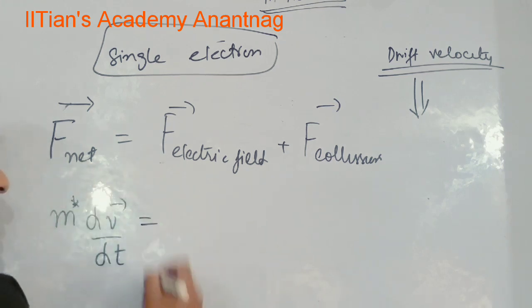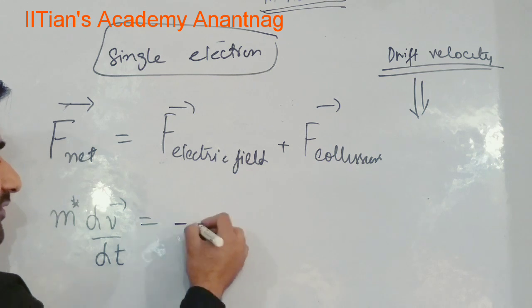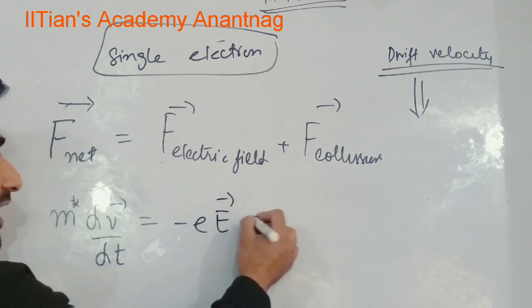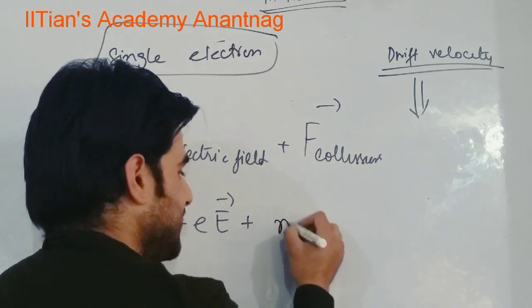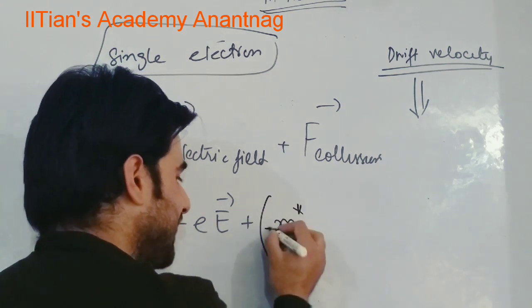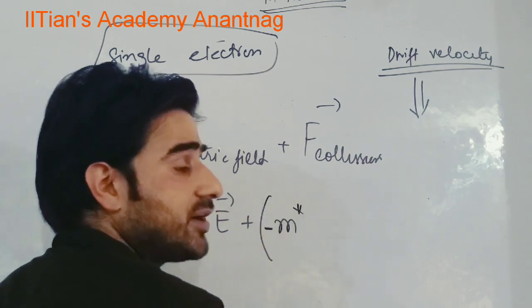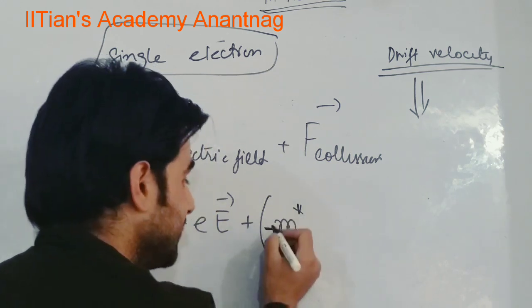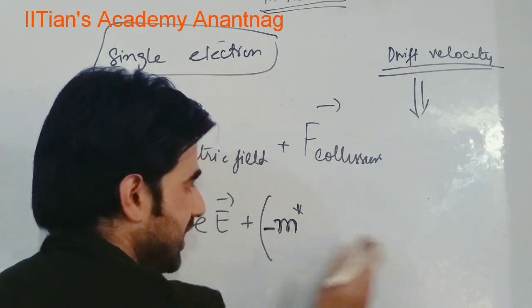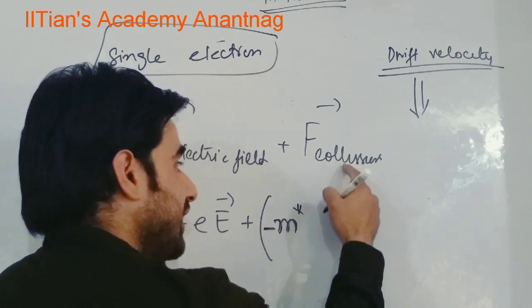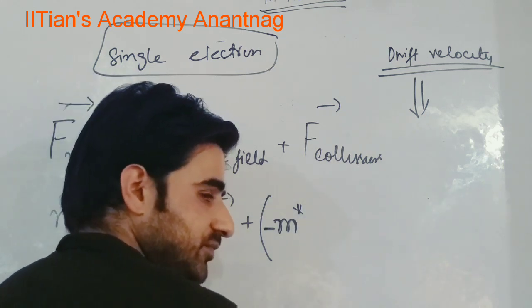Now, force experienced by a single electron in an electric field will be minus eE. And force due to collisions, we don't have any form. But I can write it as m star, but I will put a minus sign because collisions oppose the drift. They oppose the drift, therefore that is why there is a negative sign there, as they oppose the motion. m star and force due to collisions.